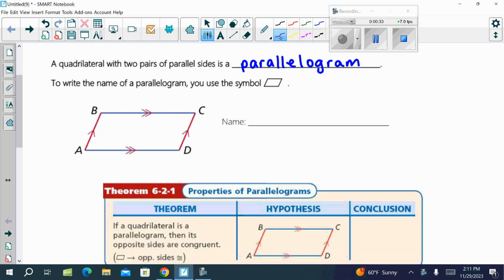To write the name of a parallelogram, you use the symbol that looks like a parallelogram, or you can just write parallelogram. So if we were naming this, we'd make a little parallelogram shape. Mine's wonky. And you would name it parallelogram ABCD.